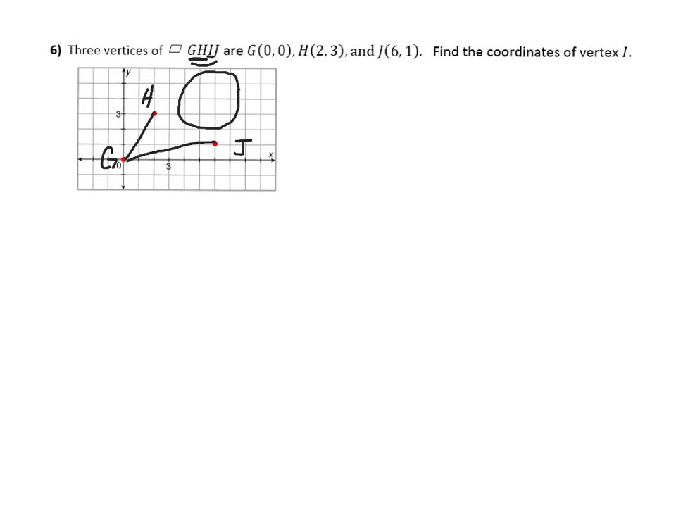Okay, so how am I going to find this? Several different ways. So let's think about our definition of a parallelogram. My definition tells me opposite sides are parallel. So what I would have to do in this case is make sure that opposite sides are parallel. So the left side is parallel with the right, and the bottom is parallel with the top.